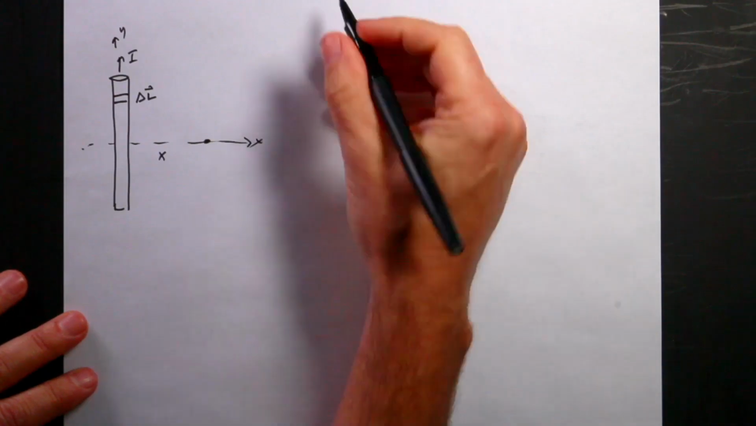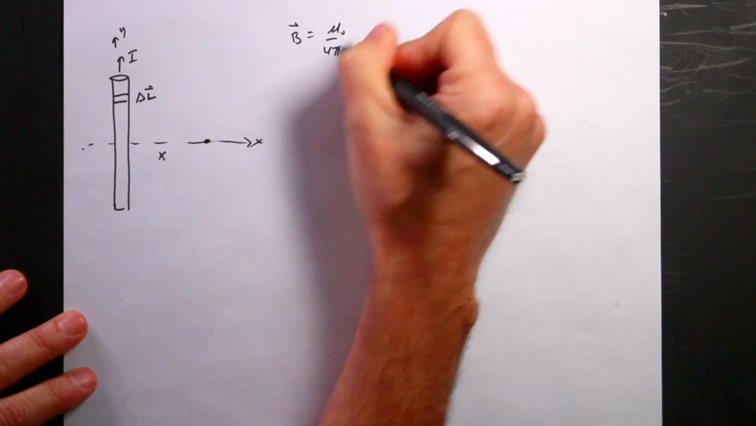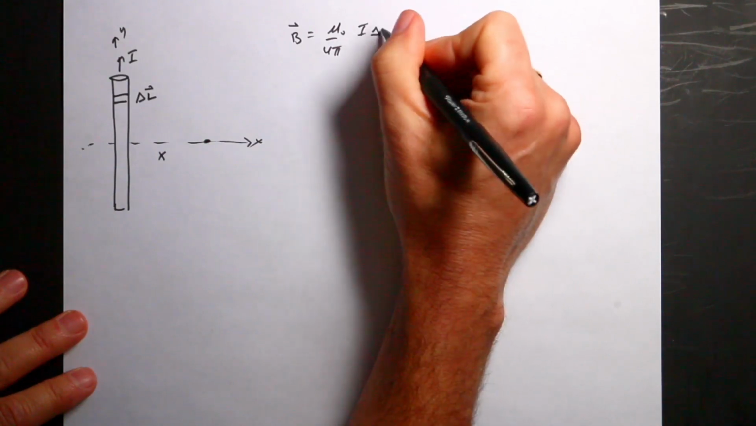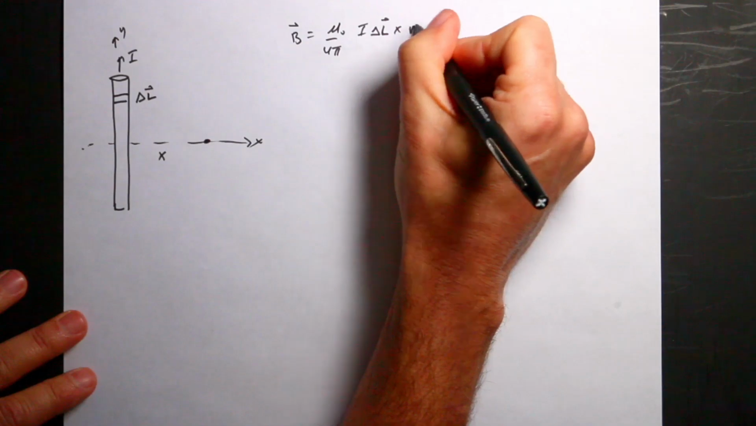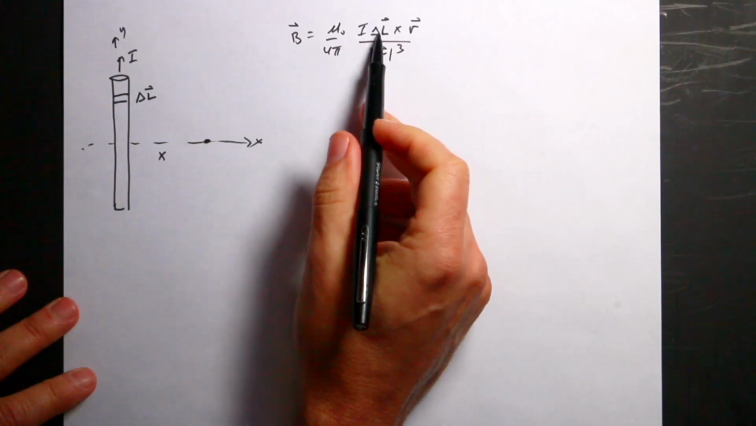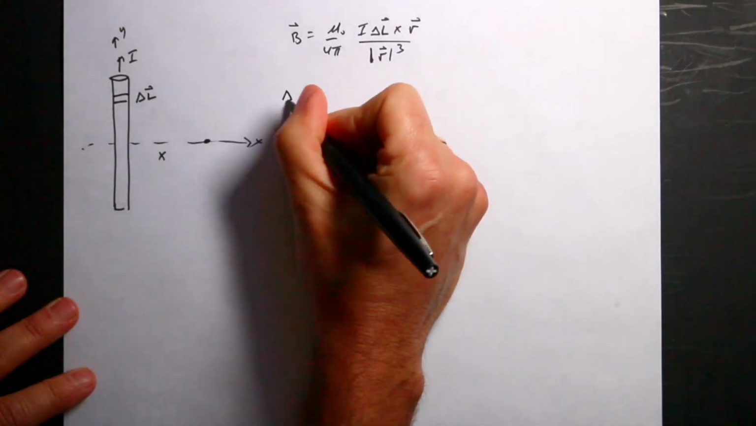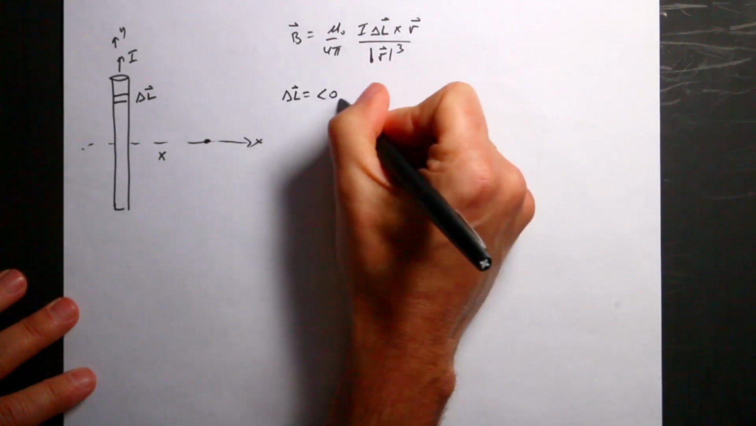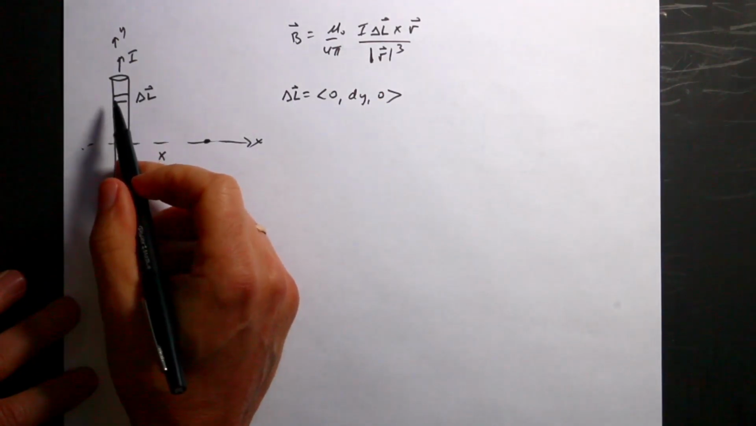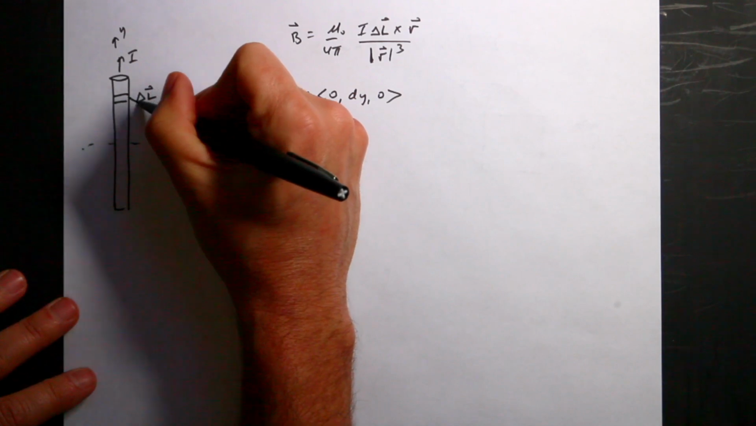So let's write down my equation. B equals mu naught over 4 pi, I delta L cross R over the magnitude of R cubed. Okay, so I need delta L, and I need R. So let's get delta L. Delta L is this way. So delta L is the vector 0, dy, 0, because the length of that is just going to be some differential amount dy in the y direction. So that's my vector. Now what about R? This is the vector R.